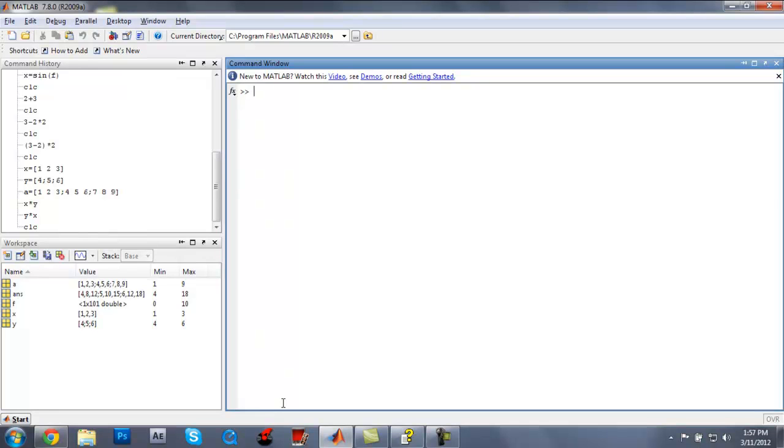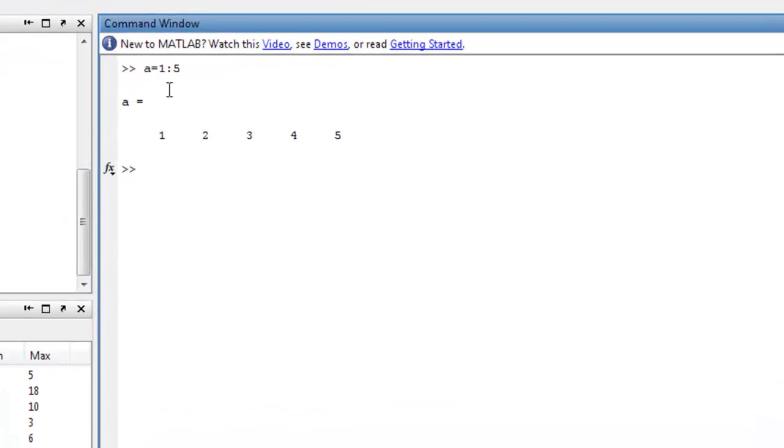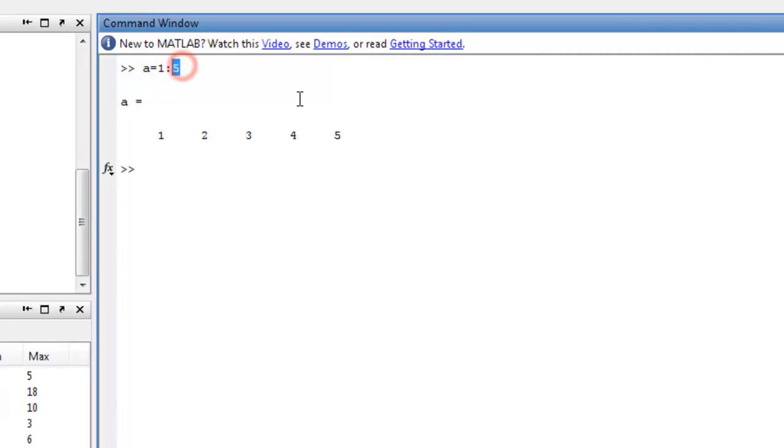Alright, so if you want a row from 1 to 5, you will not waste time writing 1 2 3 4 and 5 separately. So just use 1 colon 5, enter. It will give 1 to 5. 1 is your initial value, 5 is your final value, so it will give you the values from 1 to 5 with a difference of 1, which is the default difference.